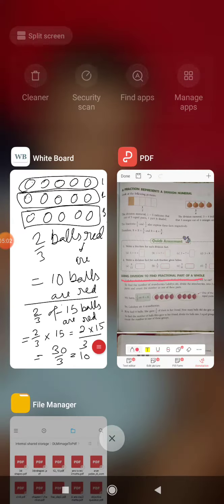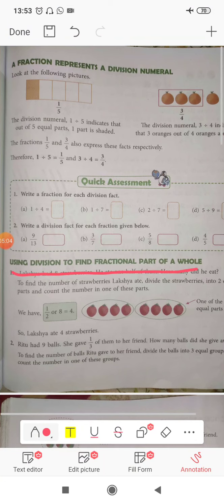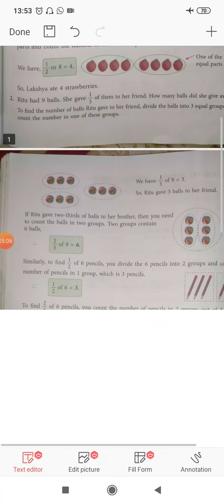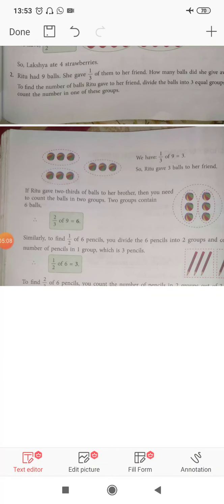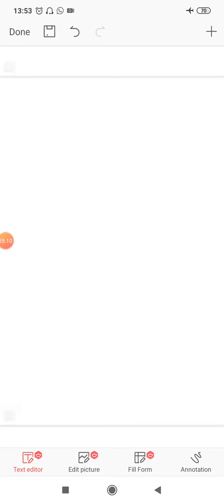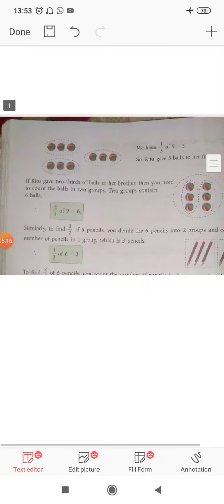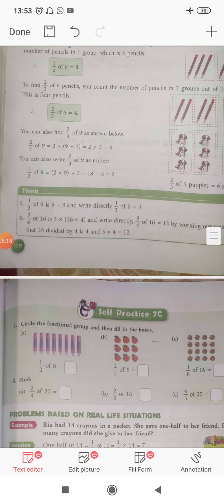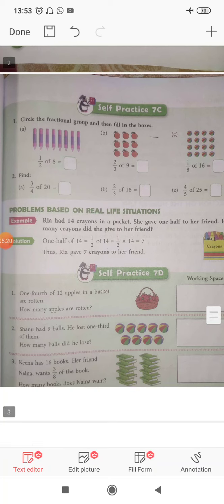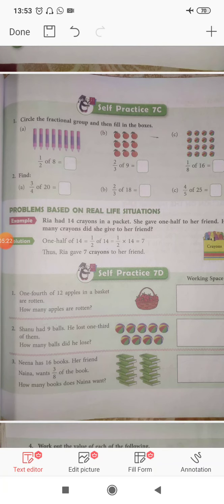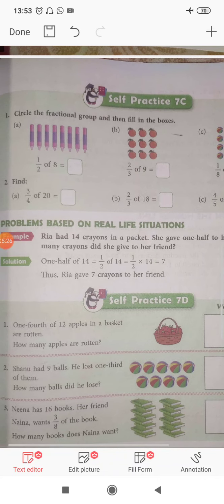Now let's see a few questions from the book. Let's see Self Practice 7C. Wait a few seconds, my book is coming. Okay, now the next is Self Practice 7C. Now what is the first question? In the first question they are saying circle the fractional group and then fill in the boxes.